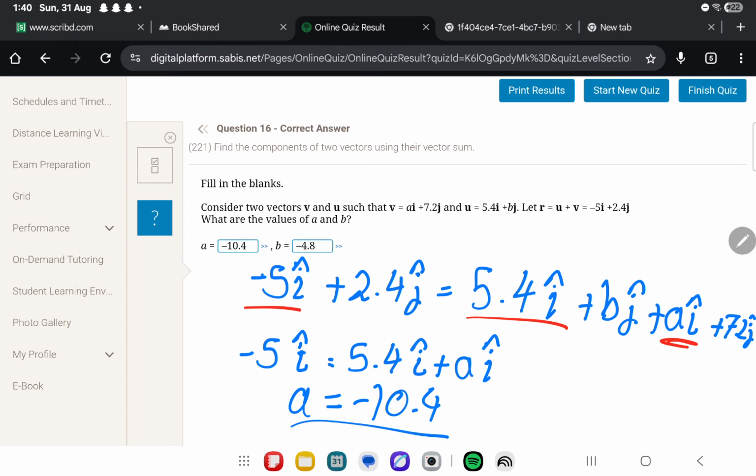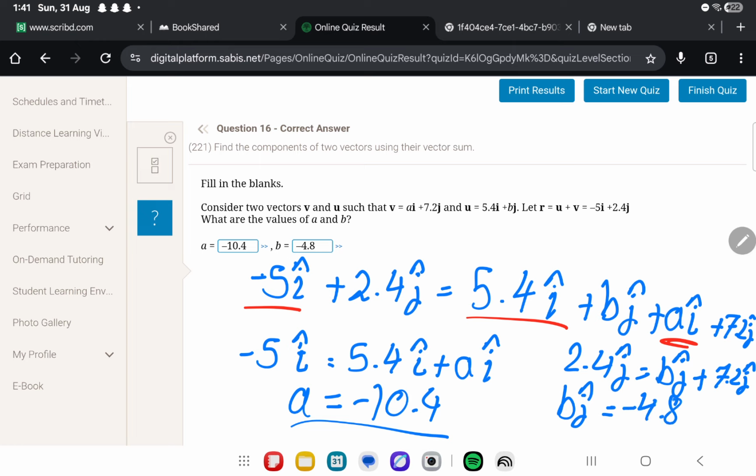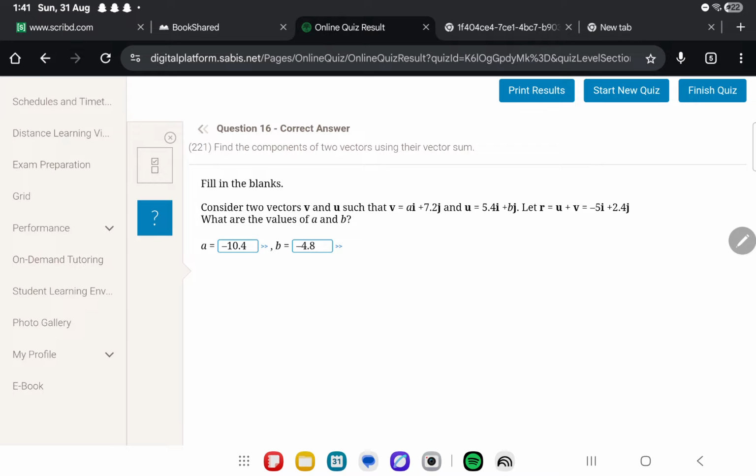And now for b, let's say 2.4j is going to equal bj plus 7.2j. Okay, so taking 7.2 to the other side, bj is going to equal negative 4.8j, cross the j with the j obviously, so b is going to equal negative 4.8. These are our answers, and this is the end of the quiz. Good luck, guys. Enjoy the rest of your day.